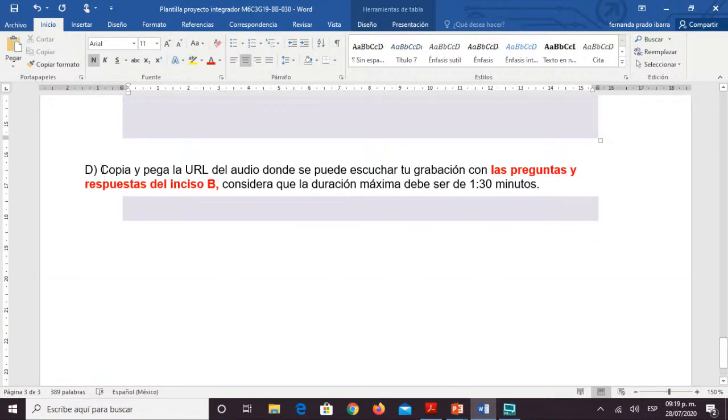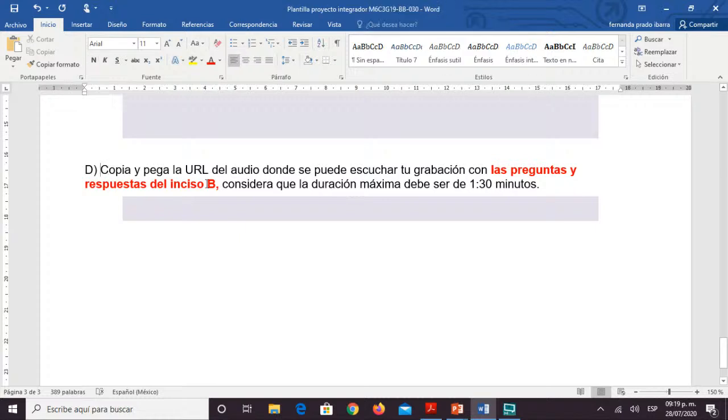And the last section, section D, we have to make a recording. We have to make the questions and the answers of section B. So we have to consider the 130 minutes. Please don't be afraid of this part. There's no penalty according to the rubric this time, okay? So please don't worry about this.